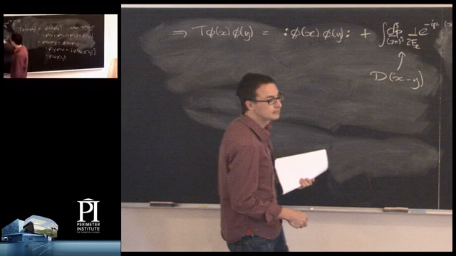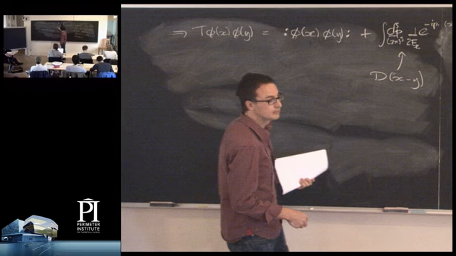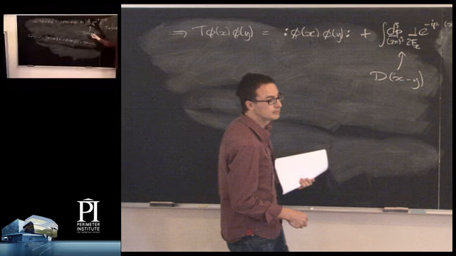Okay, so we did the calculation twice, once for x being later than y, and once for y being later than x. These are the answers we get. But we'd already also defined a function that was this when x0 was greater than y0, but this when y0 was greater than x0. And we called that the Feynman propagator. So our original definition of the Feynman propagator was exactly this, depending on the ordering of x and y.